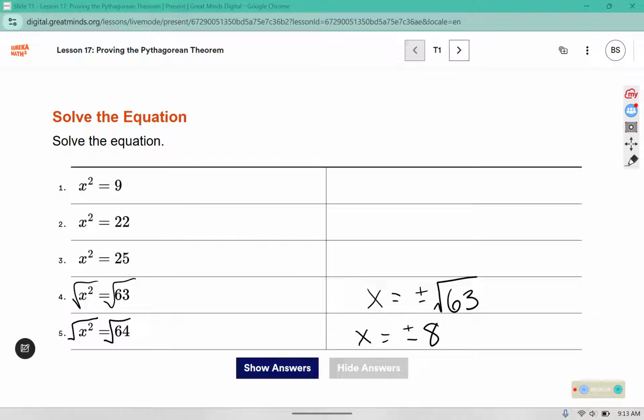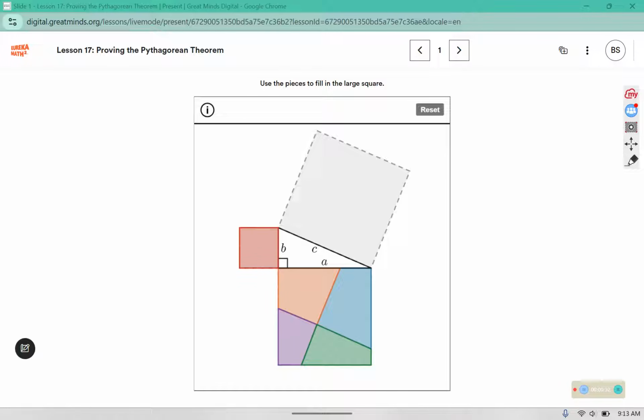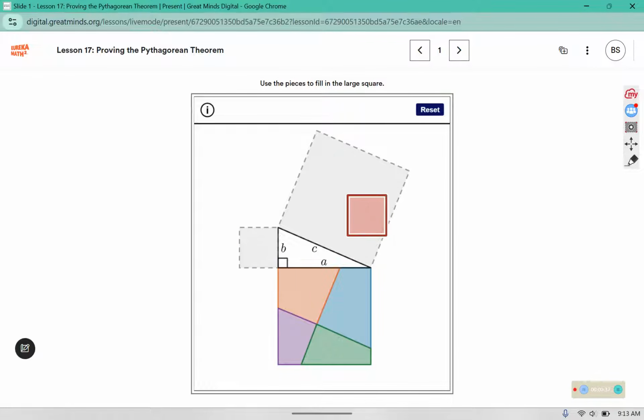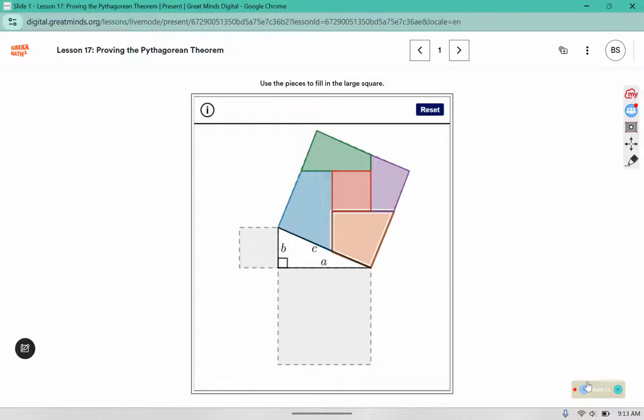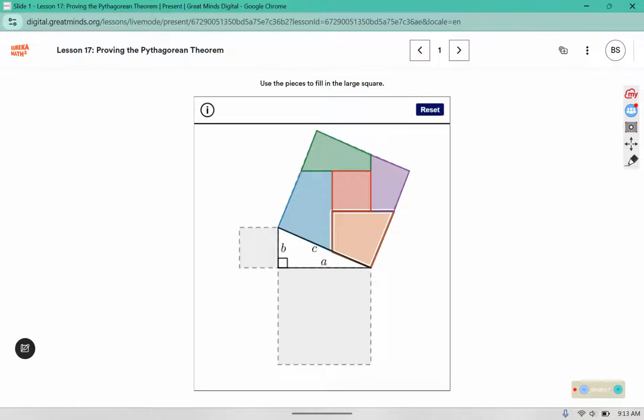Complete the remaining 3 problems for your warm-up. This asks you to use the pieces to fill in the large square. So let's see if we move these into this section here. We can kind of line up these pieces in the corners, like so. And we can see that all the parts from a squared plus all the parts from b squared fill in this square for c.